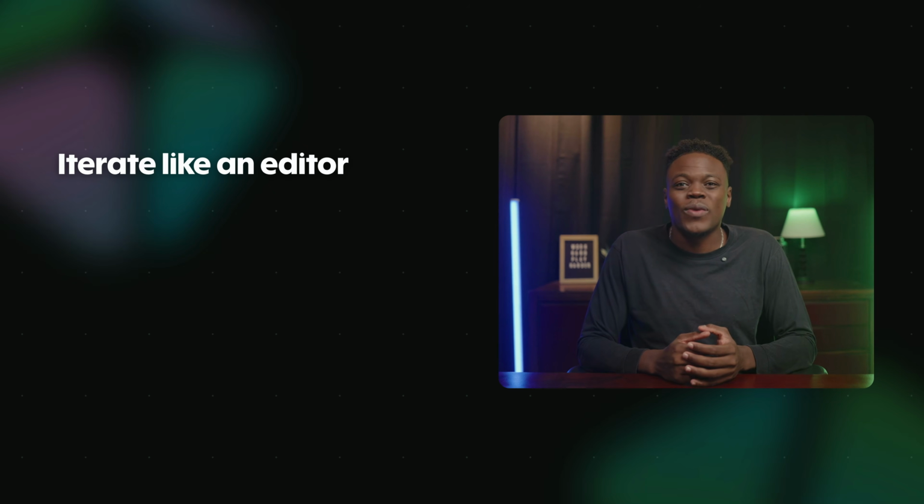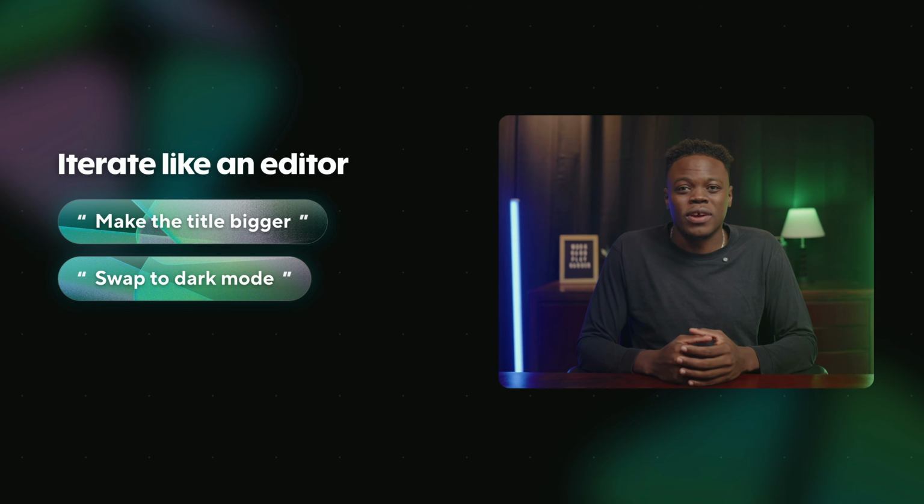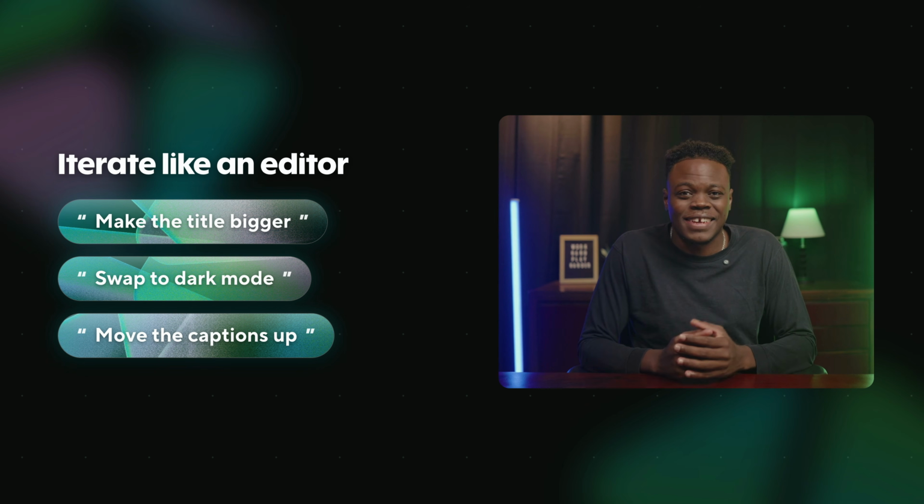And that biggest mistake is trying to fix the video by starting over, in a new task or in a new session. And I get it, I understand the temptation. But in this step, we encourage you to iterate like an editor. Once you've got the build, don't rewrite the whole new prompt to fix one thing. Talk to it the way you talk to an actual editor. Make the title bigger. Swap to dark mode. Move the captions up. Small, specific notes. And that's it.